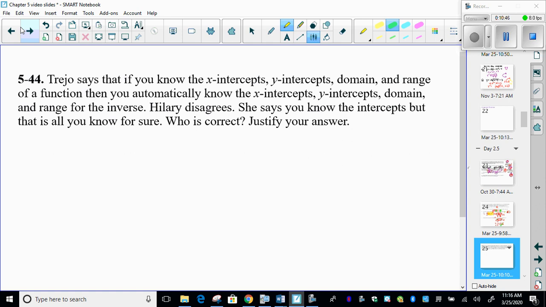Who's correct? So hopefully you remember when we started talking about restricting our domain, our input values, we talked about, well, we know that our x values and y values switch. So my x-intercepts become my y-intercepts. My y-intercepts become my x-intercepts. My domain becomes my range. My range becomes my domain. So as long as you know all four of those pieces, you then can tell all four of those for the inverse as well. So Trejo is correct on that.